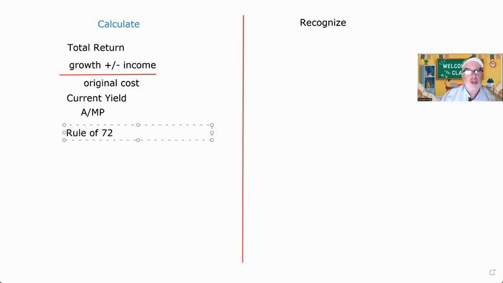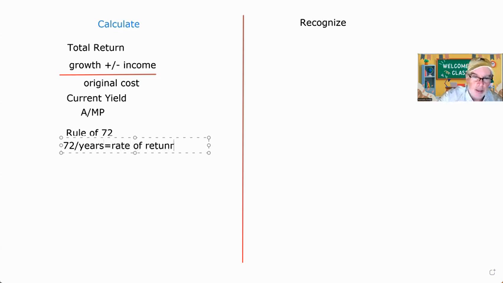Okay. Rule of 72. Rule of 72 is to find when things double, right? So you're either going to do 72 divided by the years, and that gives you the rate of return where your money doubles. And I have videos on this. Or you do 72 divided by the rate of return, and that gives you the number of years it takes to double your money. Easy stuff.